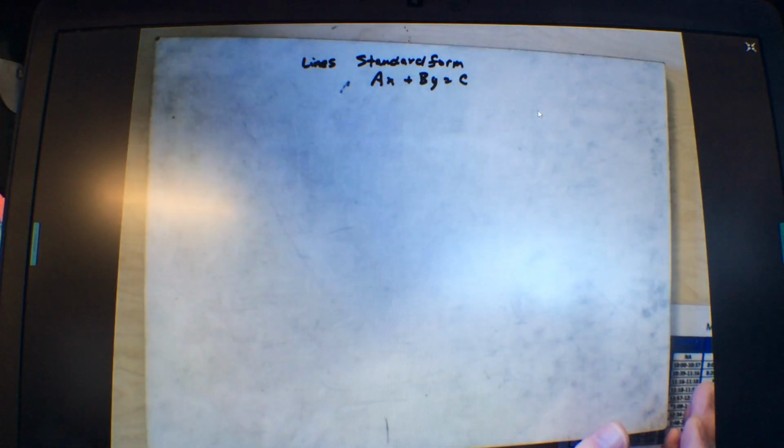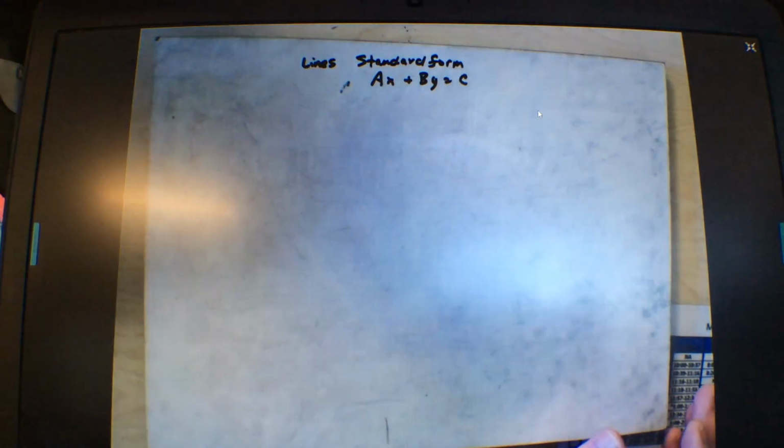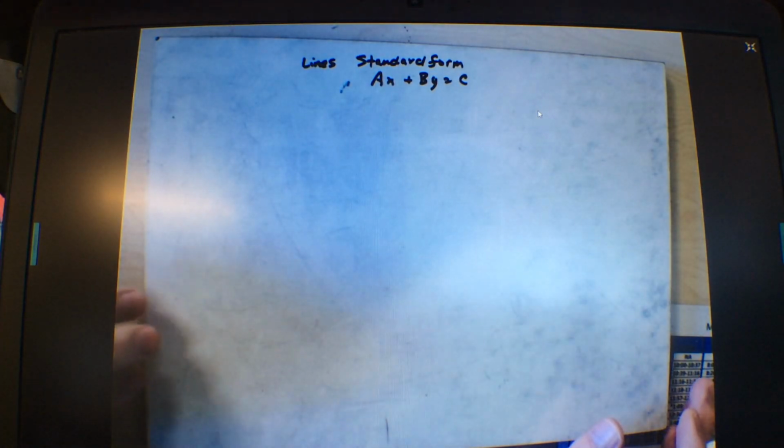Which form was that, Braxton? Point-slope form. Got it? All right, Jackson, you got it? Yep. So those are the three forms.